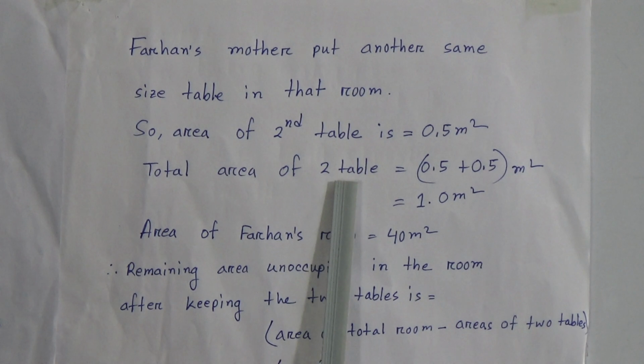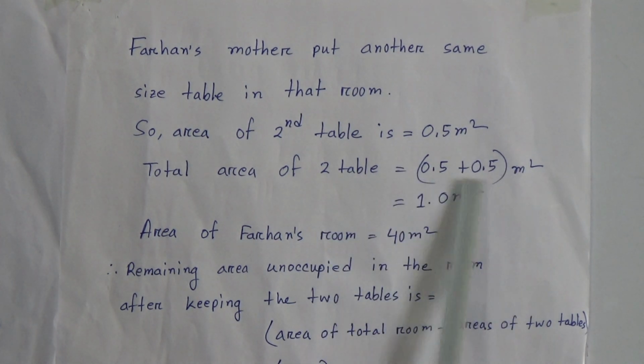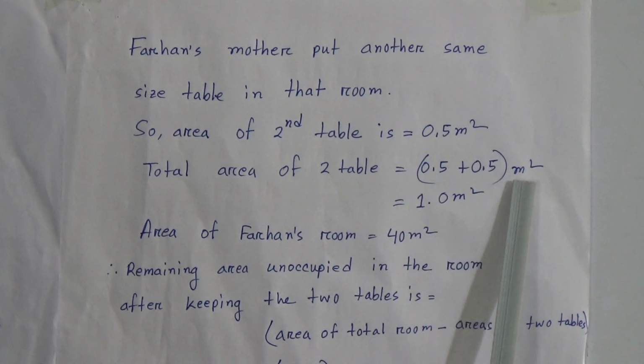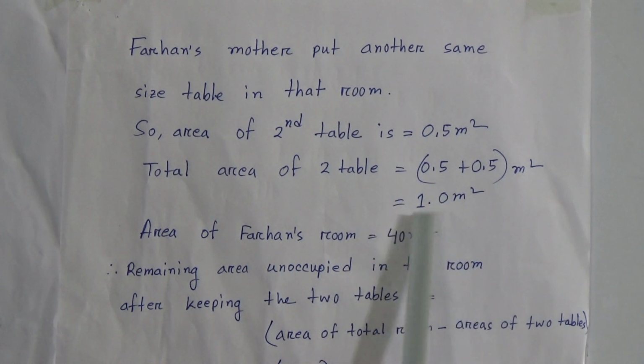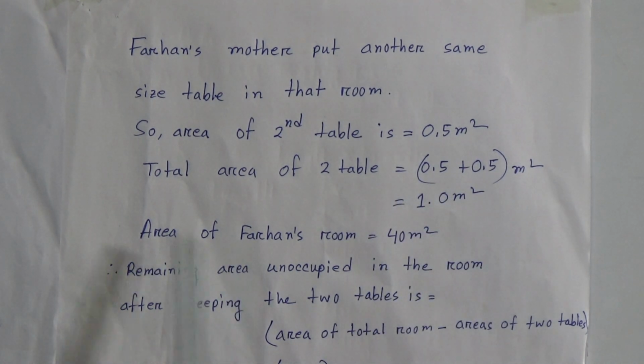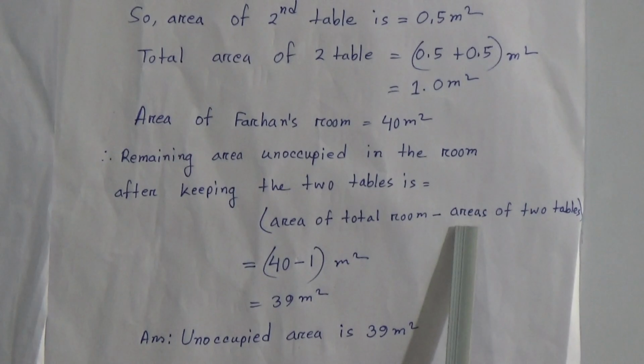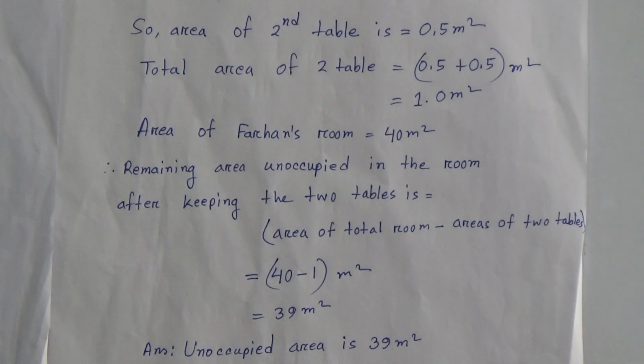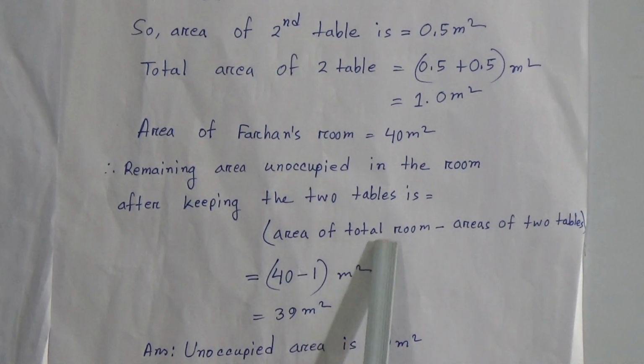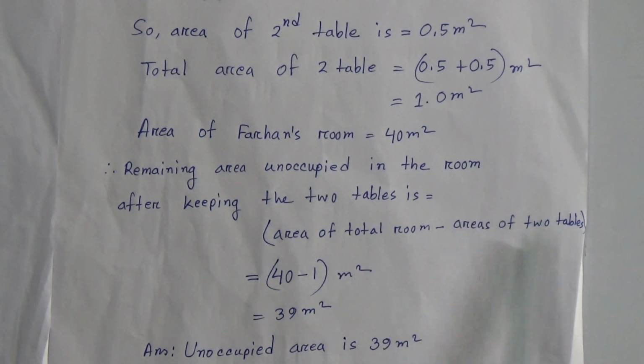Total area of 2 tables, if we add them 0.5 plus 0.5 meter square, then we will find here 1 meter square. Area of Farhan's room is 40 meter square. Remaining area unoccupied in the reading room after keeping the 2 tables is area of total room minus areas of 2 tables.